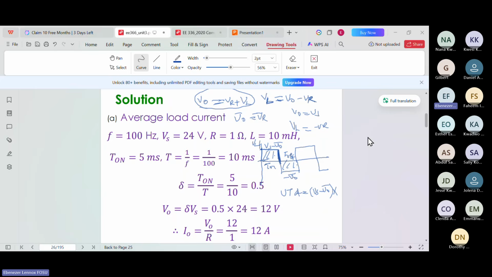Let's continue. So I was saying that the voltage time area will be equal to Vs minus V naught bar times T on, right? So we get, can you go over the waveform?